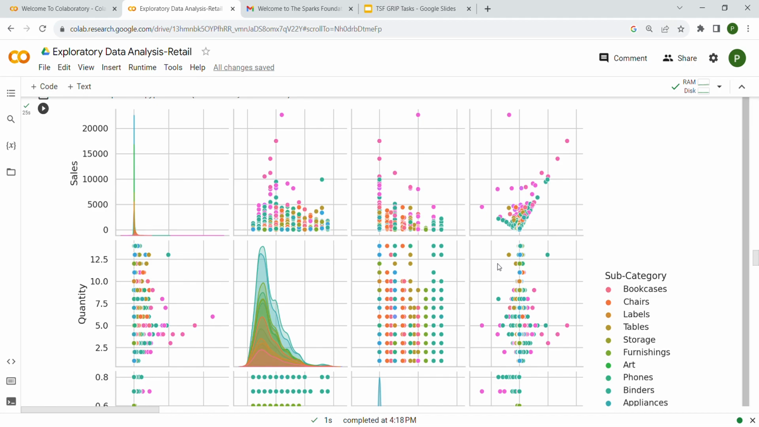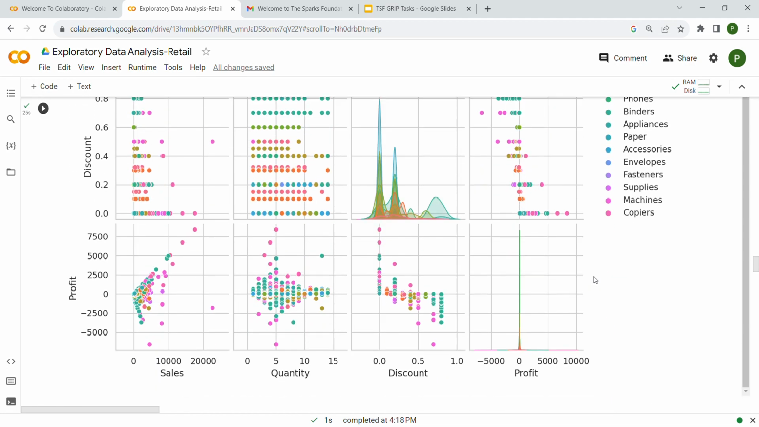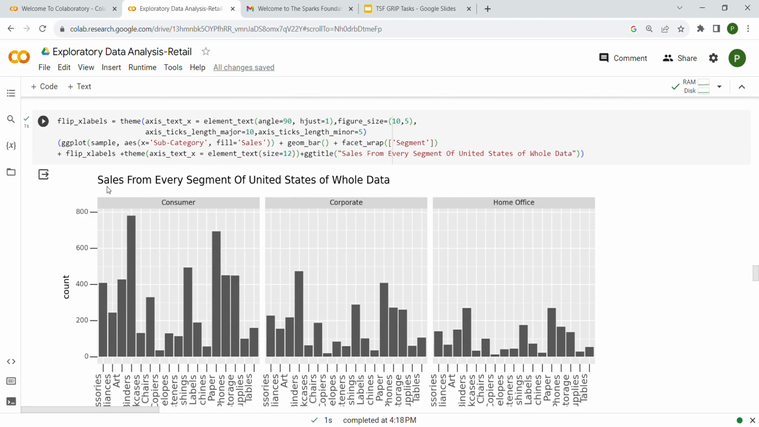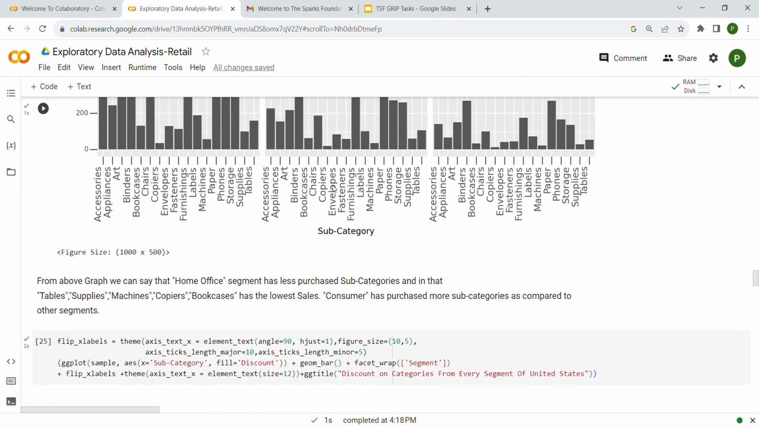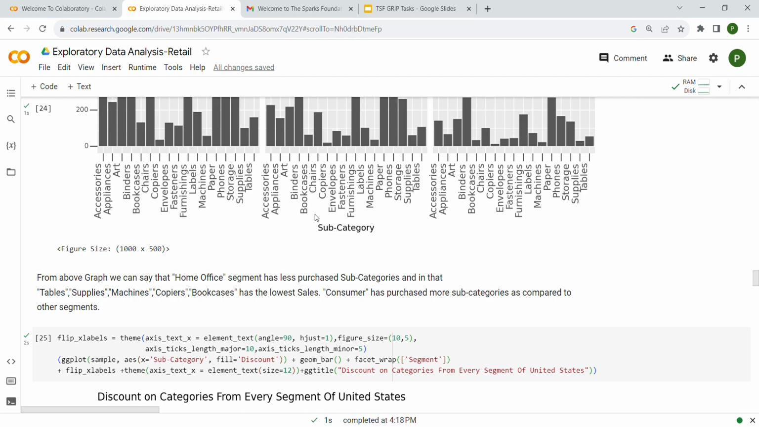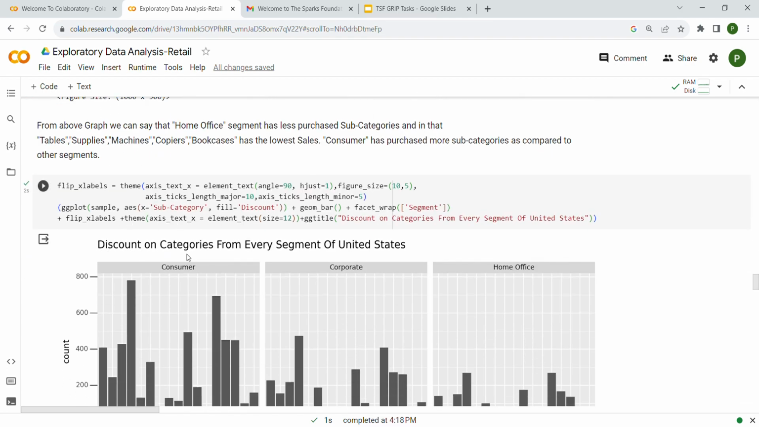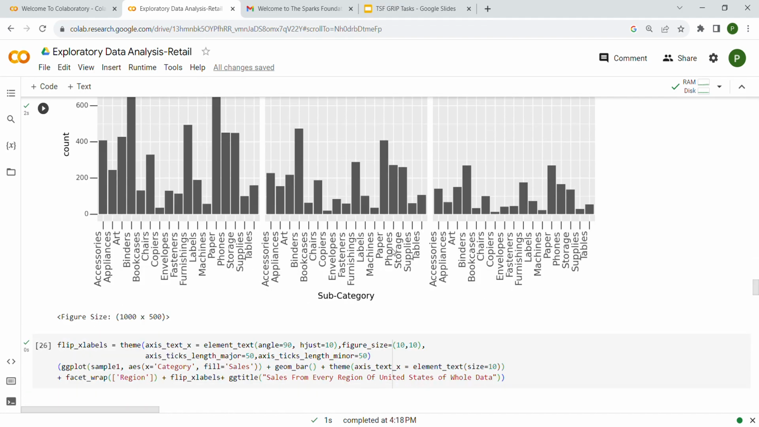But before this, let's check the sales from every segment of the whole data. Sales from every segment of United States of the whole data. From the above graph, we say that the home office segment has fewer purchased subcategories, and that tables, supplies, machines, copiers have the lowest sales. And then discount on categories from every segment of United States.